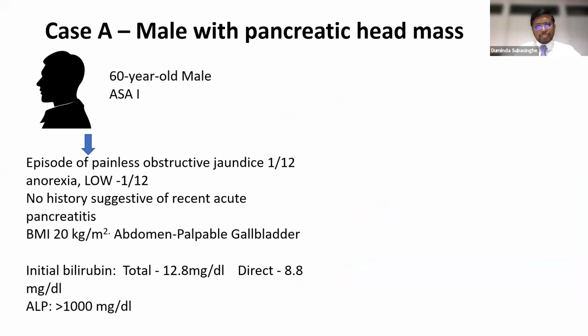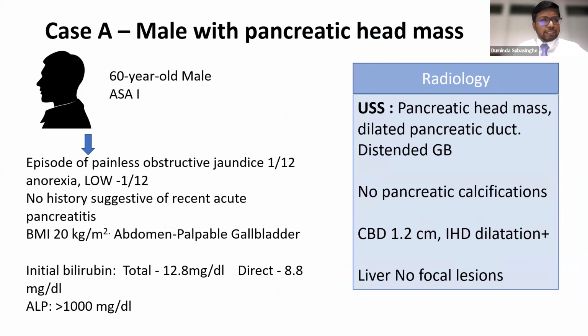Now again, another case to generate some interest. This is again a patient with jaundice and other constitutional symptoms. You have ALP more than 1000, total bilirubin 12, direct bilirubin 8, so that confirms your obstructive jaundice. BMI is 20, and on the abdomen there's a palpable gallbladder. Ultrasound showed a pancreatic head mass and dilated ducts, both the pancreatic duct as well as the CBD, which is 1.2 centimeters, with intrahepatic duct dilatation. Liver, there were no focal lesions.